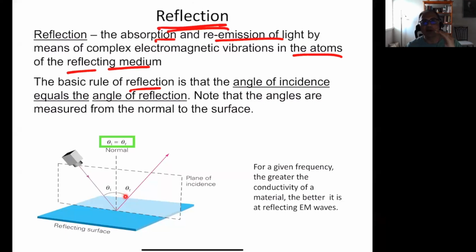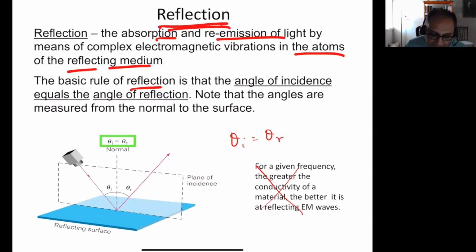Notice that angles are always measured with respect to the normal to the surface. And the law of reflection states that theta I is equal to theta R. That makes sense? All right. Is everybody clear about that? Theta I is equal to theta R. That's called the law of reflection.